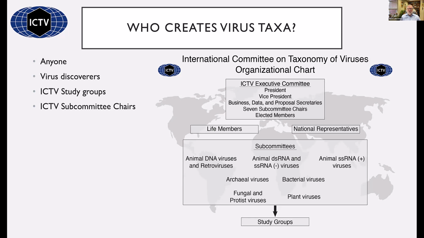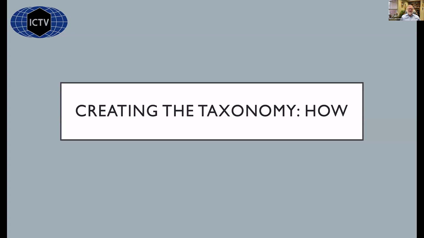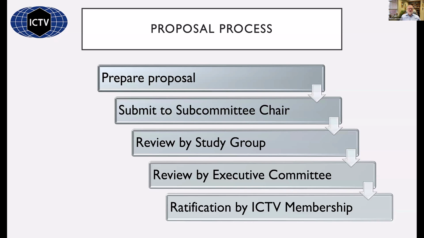Once the people prepare a proposal, it goes into the ICTV process of vetting that proposal. The proposal is prepared and submitted to the subcommittee chair, who will then pass it on to the appropriate study group that reviews the proposal. Then, as Murillo indicated, all of those proposals are reviewed by the executive committee during their meeting, generally in the summer or early fall of each year. Once those are approved by the executive committee, there's a ratification process for the ICTV membership, which is composed of the executive committee, study group chairs, national members, and life members. That ratification process happens in the spring.